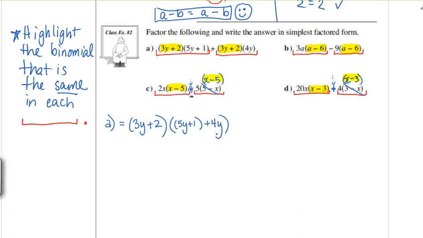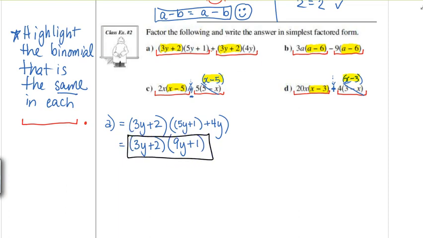Now, of course, we want to simplify. So remember, the word simplify means make simple. So we want to make simple. If I have a 5y here and a 4y, I want to combine those into a 9y. And we are factored.